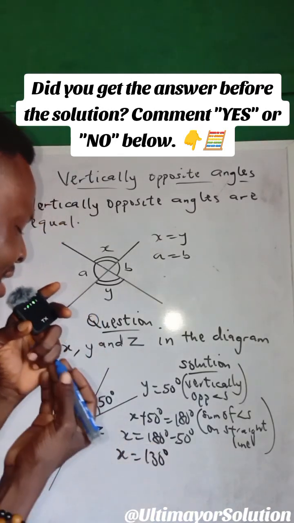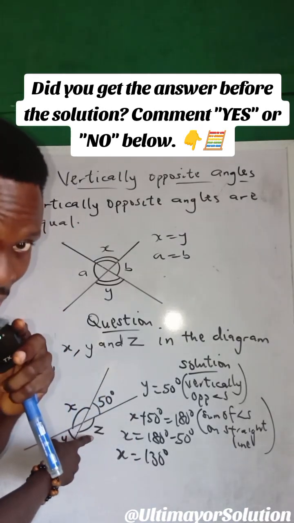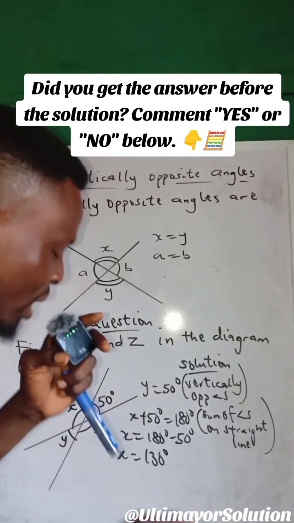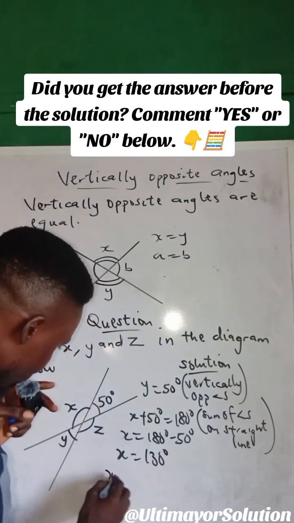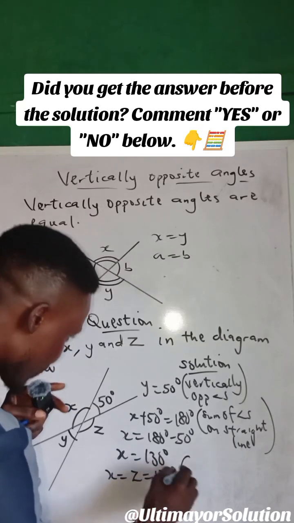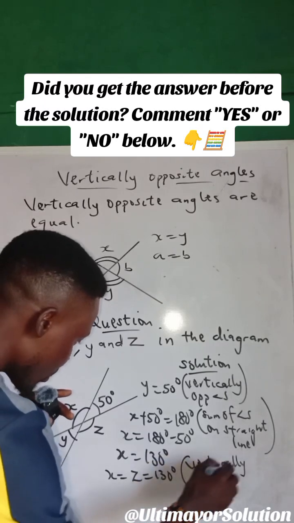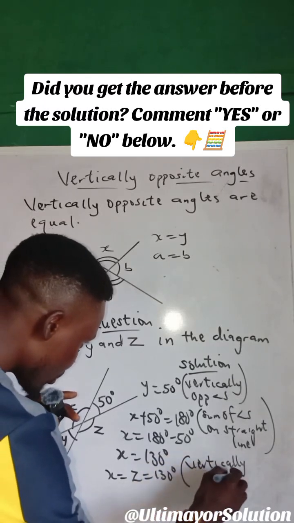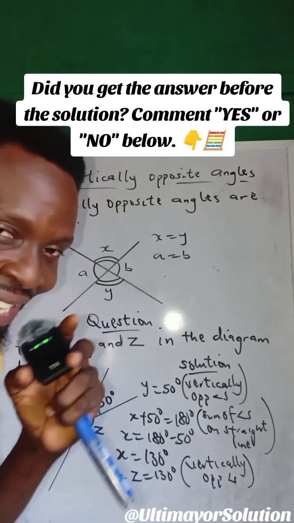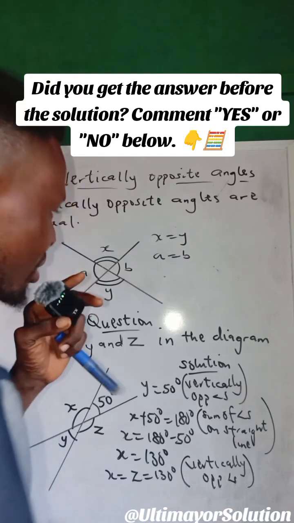So X is 130 degrees. Now, since the value of X is 130 degrees, that means this Z is also 130 degrees. Vertically opposite angles. We now conclude X is equal to Z is equal to 130 degrees. Now, the reason for that one is vertically opposite angles, and that's the final answer. So Y is 50, X and Z, the two of them, are 130 degrees, and that's our final answer.